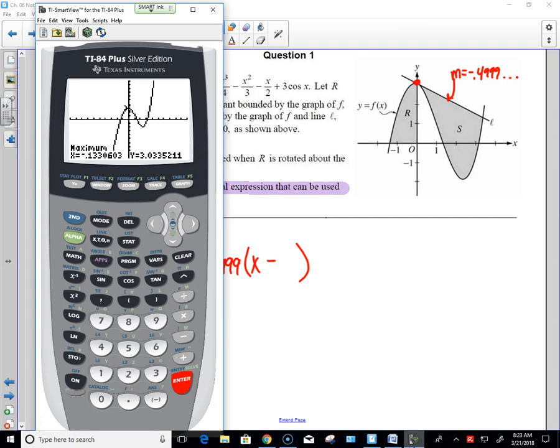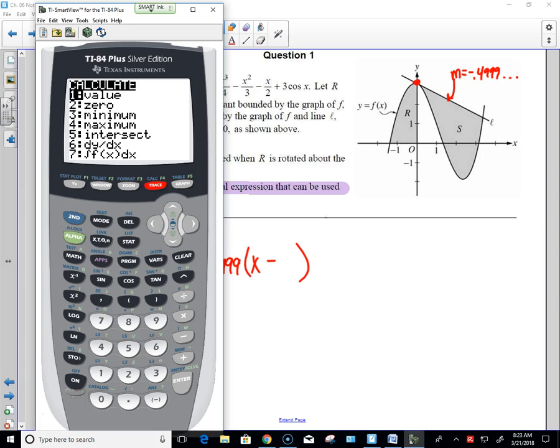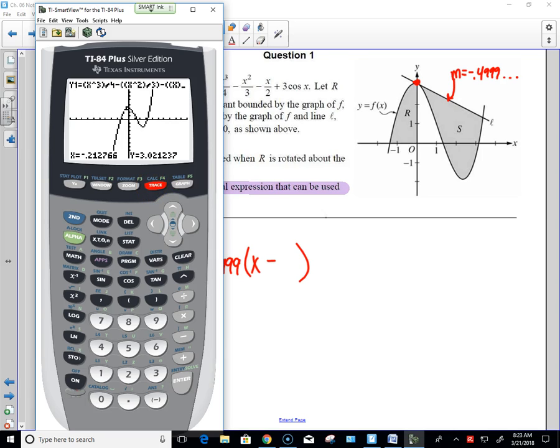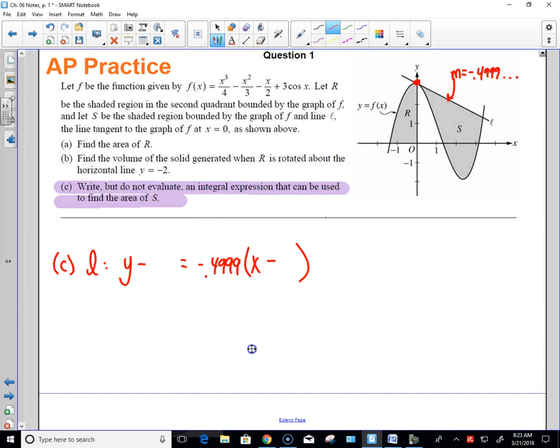You can either go second trace and do value, or from the graph just hit the trace button, and a shortcut is it lets you plug in a point and you can find value. It's at 3. Or you could have done alpha trace y1 of 0, which is 3. So however you do it, the y value is 3. So y minus 3 and x minus 0. You can also see it in the graph, right? 1, 2, 3, it seems to be 3. Maybe we should just double check.